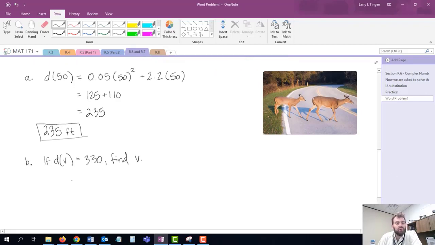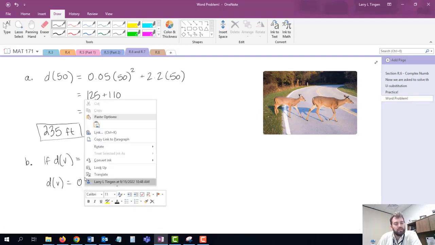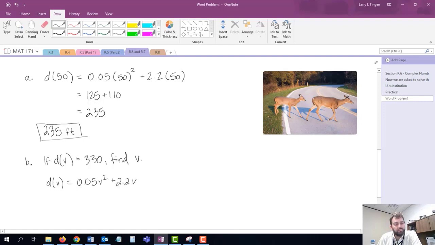All right, so the equation is d of v is equal to 0.05 v squared plus 2.2 times v. One day, I'm going to decide to write t or write 2's with a loop or without a loop. But just today's still not that day.